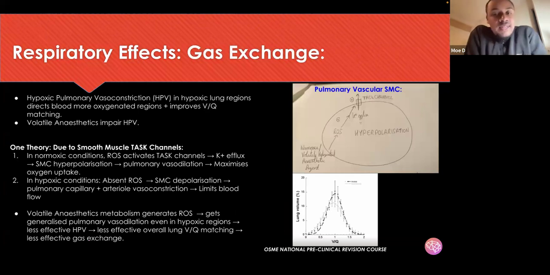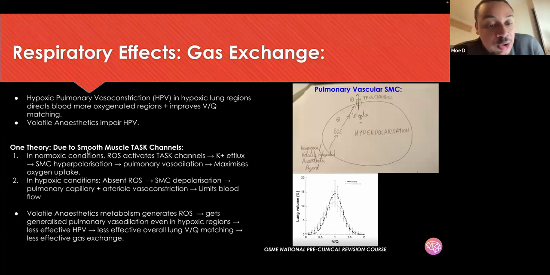And now in terms of gas exchange, just to recap from last year, you've got hypoxic pulmonary vasoconstriction in hypoxic lung regions, which directs blood to more oxygenated regions. And it does so to improve VQ matching. So in better ventilated regions, more blood is flowing, so more oxygen uptake to that blood. And what volatile anesthetics do is that they impair hypoxic pulmonary vasoconstriction.